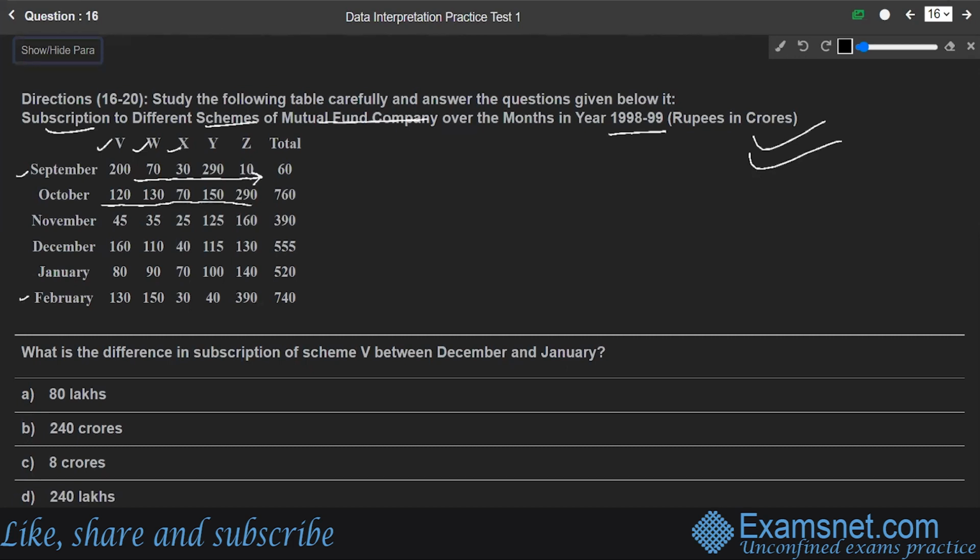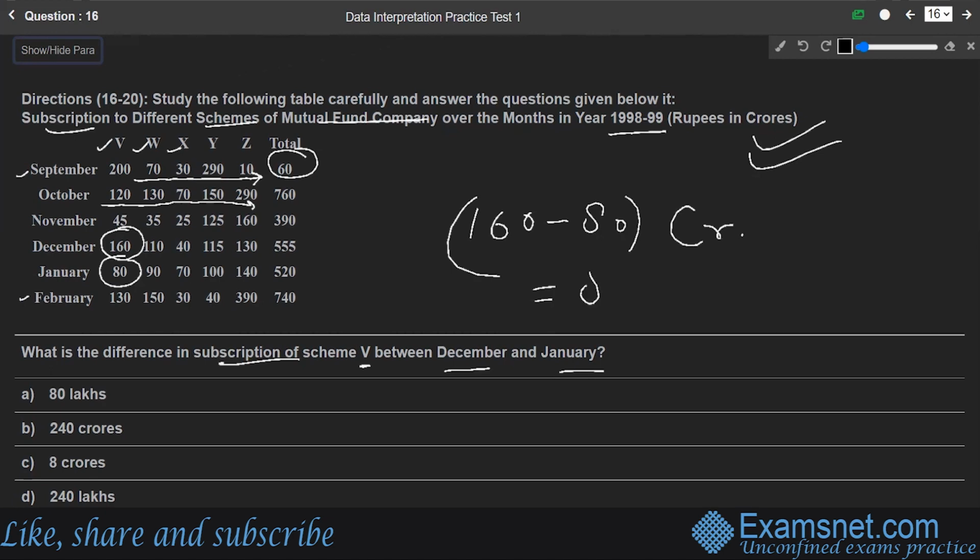Total of all the schemes from V to Z in September has been done for us here, and like that. Okay, so total is also done. Let us find out what he's asking. He's asking what is the difference in subscription of scheme V between December and January. So December data is 160 and January data is 80. So what is the difference? We clearly have to do 160 minus 80, and all the values are in crores. So it has to be 160 minus 80 crores, which comes out to be simply 80 crore.